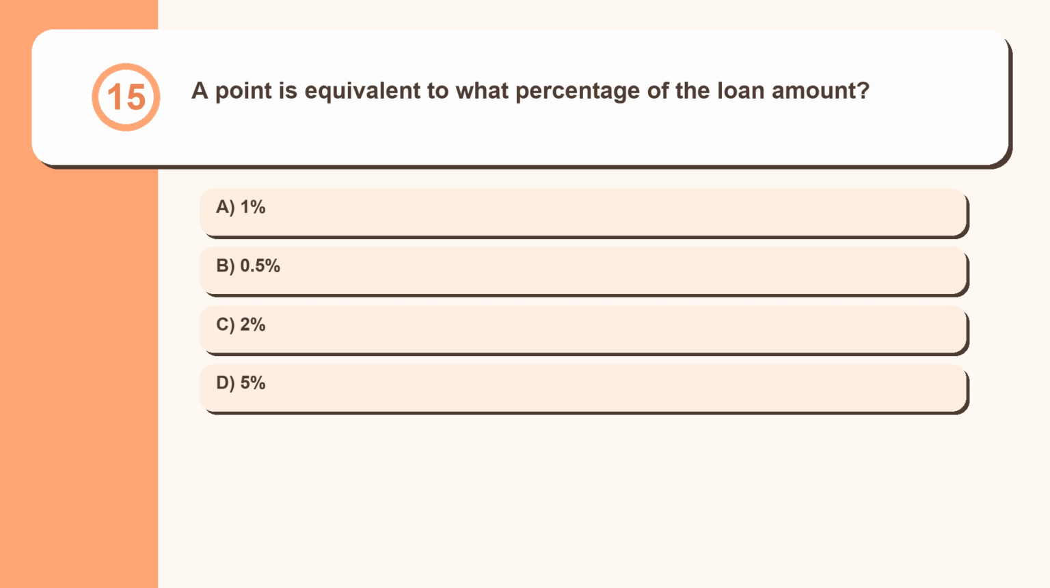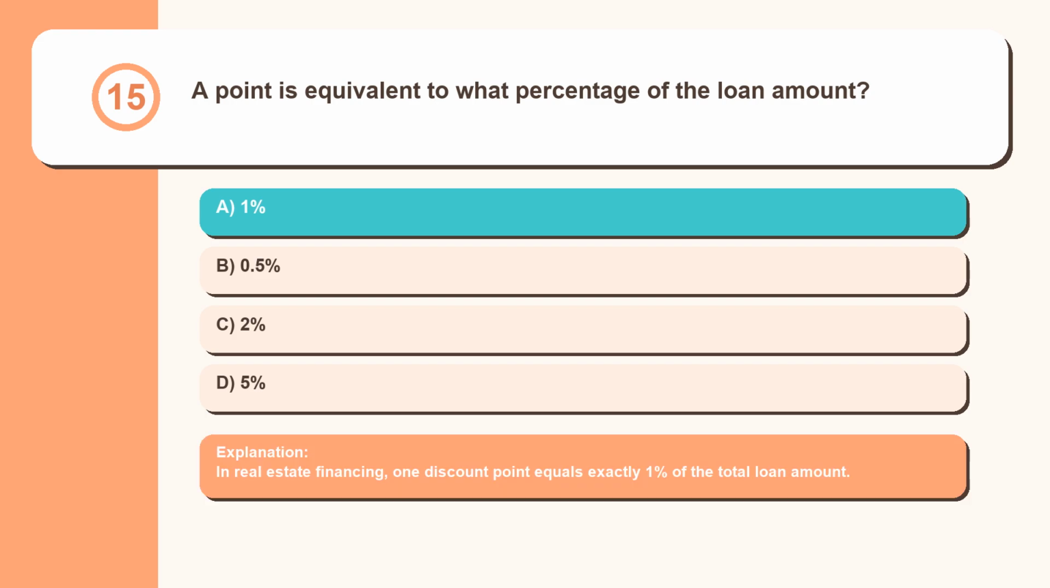Question 15. A point is equivalent to what percentage of the loan amount? 1%, 0.5%, 2%, 5%. In real estate financing, one discount point equals exactly 1% of the total loan amount.